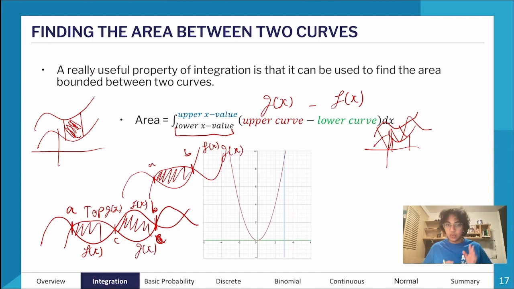And when we do this, we need to split this up into separate integrals. I need to take an integral from A to C, and then from C to B, as separate integrals, because we're changing the upper and lower. Hopefully that makes a bit of sense.